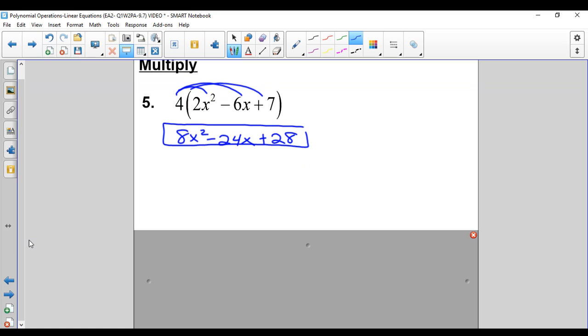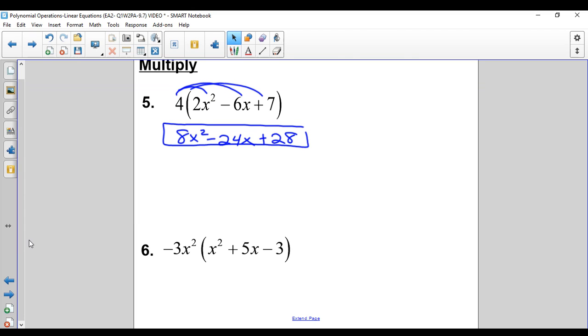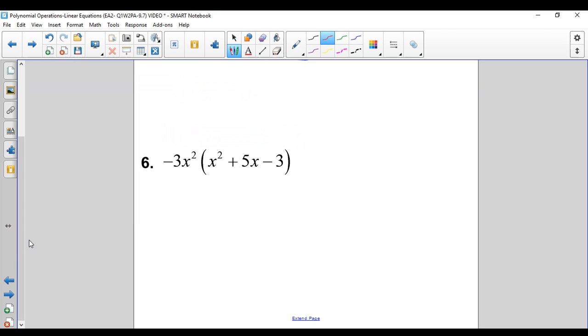Same deal here, we're just gonna distribute an exponent and a negative, so we're changing signs along with it. Negative 3x squared times x squared. Remember, when you're multiplying exponents, you add the exponents, so it becomes negative 3x to the 4th. Negative 3x squared times 5x is a negative 15x cubed. And then a negative 3x squared times negative 3 is a positive 9x squared.